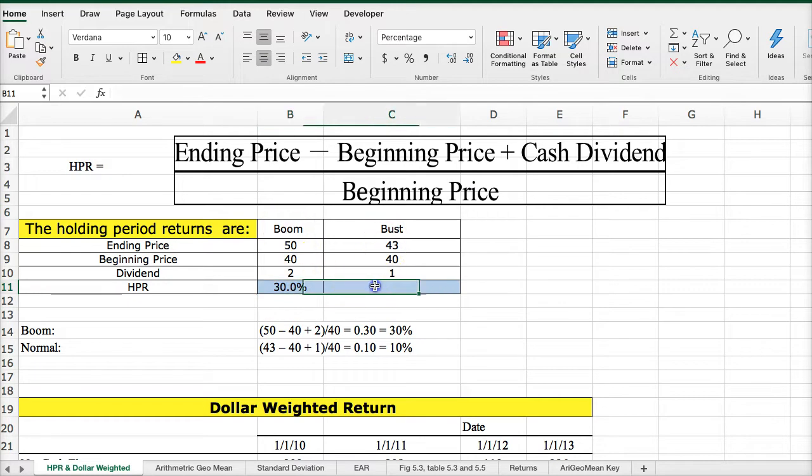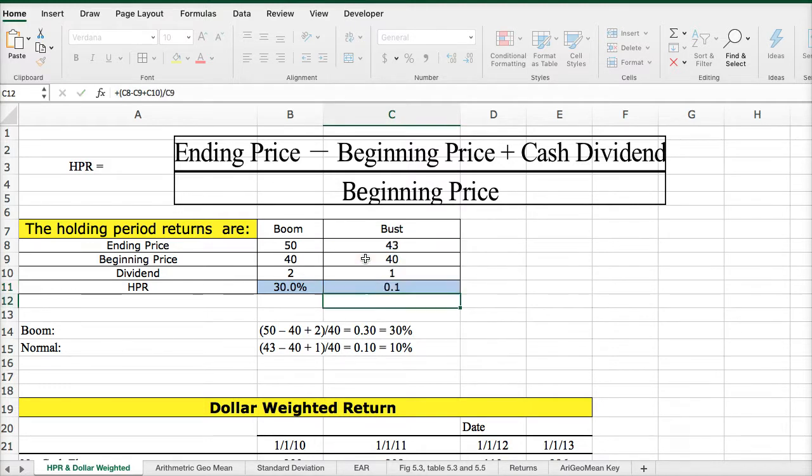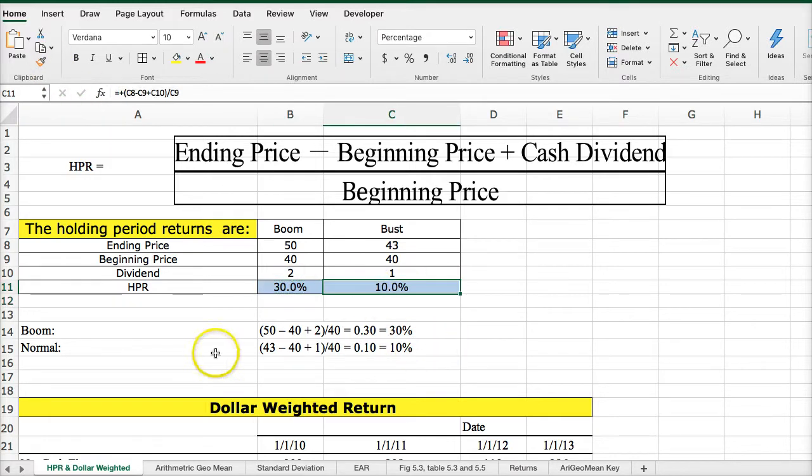If we do it for the bust, you can pause the video, take a second to try it yourself. I'm going to redo the formula again: ending minus beginning plus dividend, divided by beginning price. And to copy this, I can just go to this paintbrush and quickly copy this format. And you can see I've also written out the formulas below here, so you can see longhand how they're being calculated. Okay, so that's the holding period return, pretty simple.